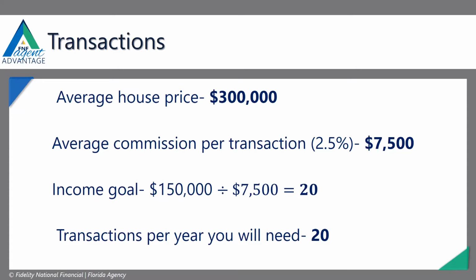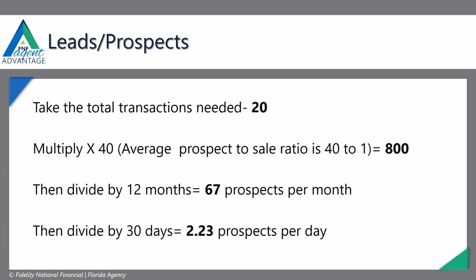So this is the first thing you really want to do: find out what's the average house price. That's where you're going to look at from NAR, in your area or whatever location you're in, and then determine what is my income goal, because that's going to drive a lot of everything else that you're doing. So then you have to figure out how many leads and prospects are going to get you to that 20 transactions per year.